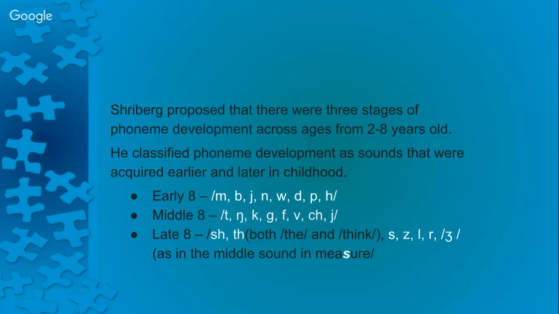And then in the middle 8, we see the emergence of t, d, n, k, g, f, v, ch. And this little J measure that's written there is the j sound. The late 8 are the sh, s, z, l, r, th, and j. Now that sound there at the end is the one in the middle of the word measure. It doesn't occur a lot in our language. So in general, the sounds that develop the latest, according to Shriberg at least, are the sh, s, z, l, r, and j.